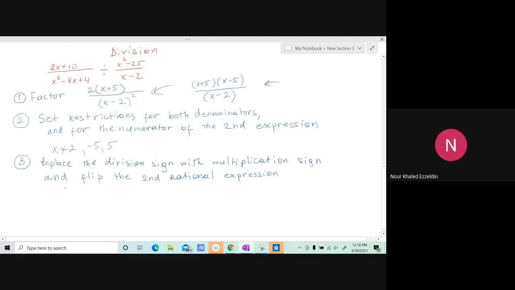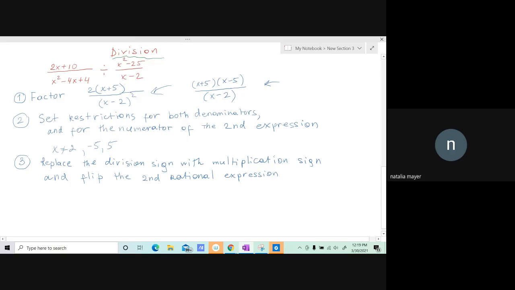Miss, I have a question. In step number 3 you say flip the second rational expression, and in step number 2 you say the numerator of the second expression. It's not always the second expression, right? Why? It's always the case, because if you divide, you always divide 2 things, one by another. So this is a rule, right? It's a rule, an algorithm for you to work with any rational expressions, whenever you see division.